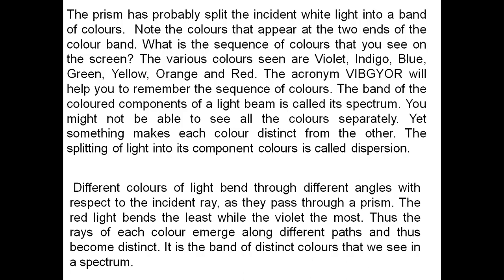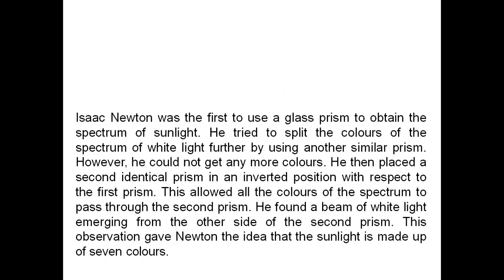Different colors of light bend through different angles with respect to the incident ray as they pass through a prism. The red light bends the least, the violet the most. It is a very important question. You find more angle in the violet and less in the red light. The rays of each color emerge along a different path and thus become distinct. It is the band of distinct colors that we see in a spectrum.